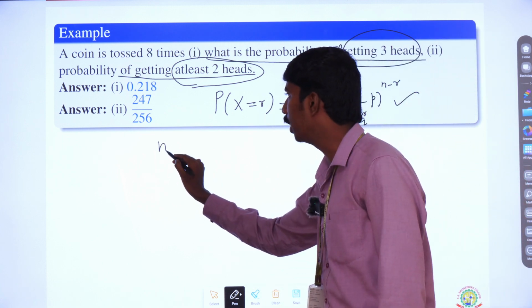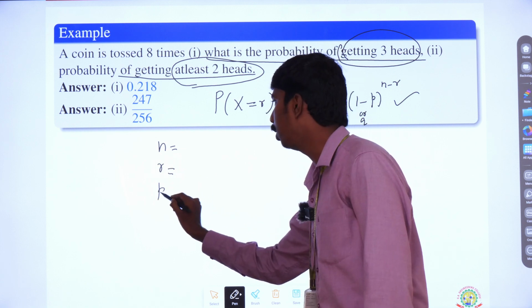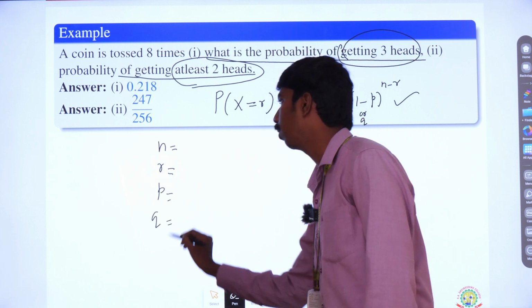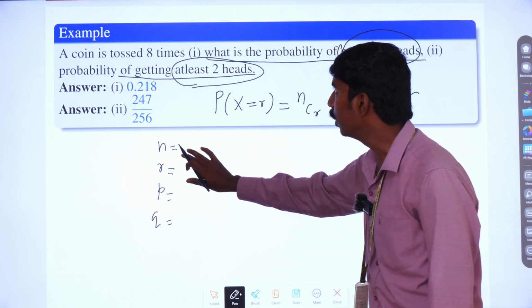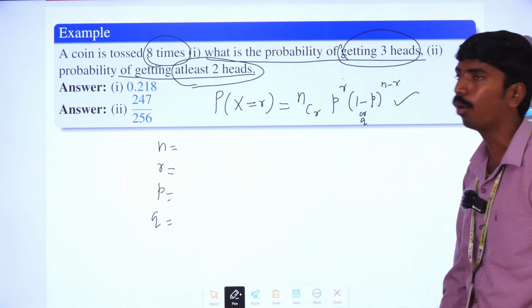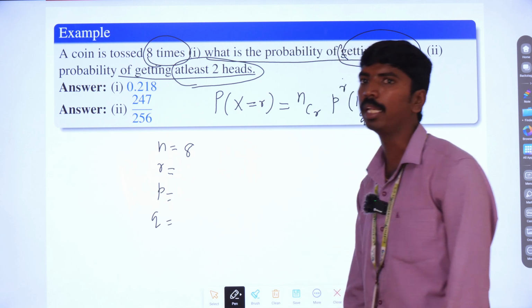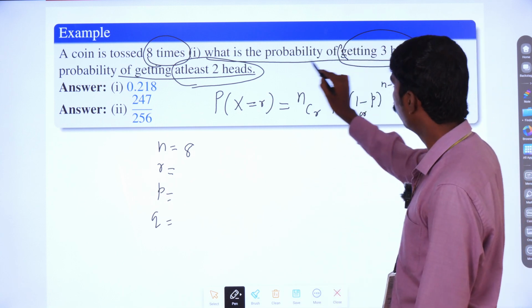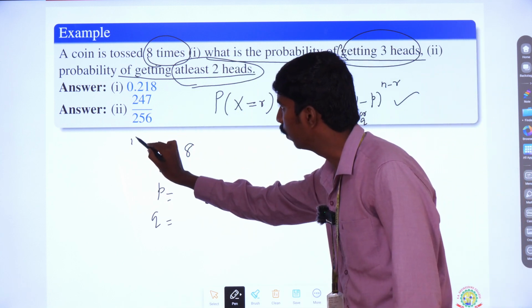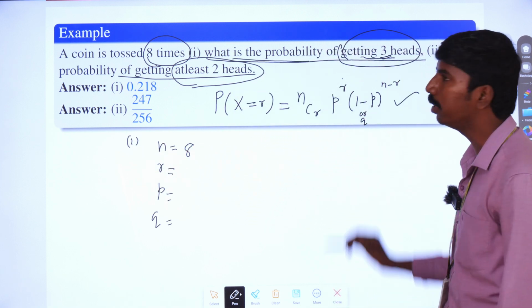So what is my n and what is my r, then what is the p value and what is the q value, I will find out. n is the number of tosses: a coin is tossed 8 times, therefore n is 8. Next I will solve one by one. For the first case, what is the probability of getting exactly 3 heads?